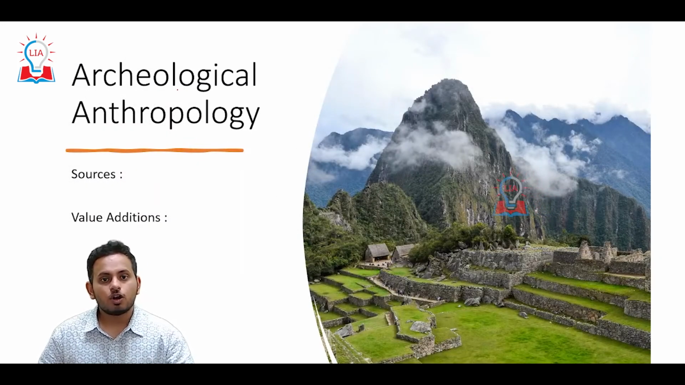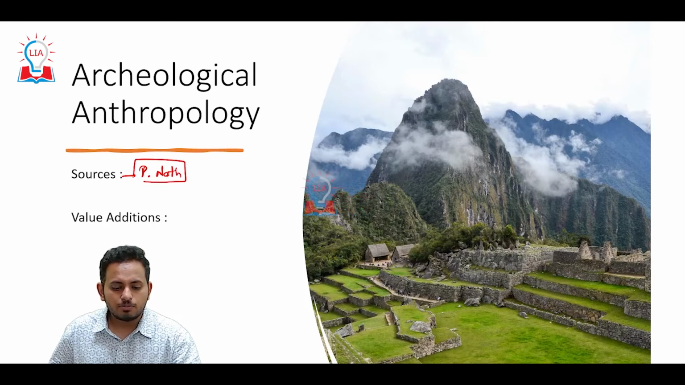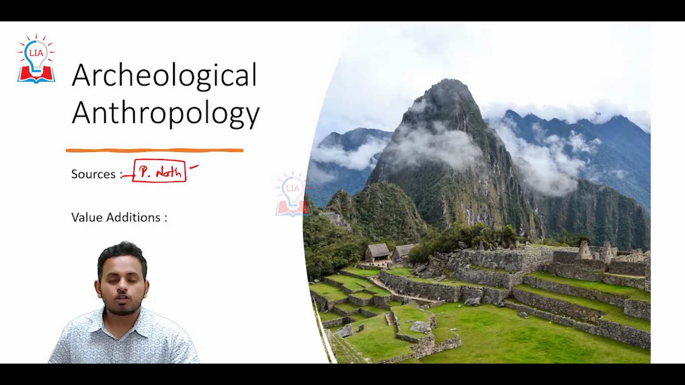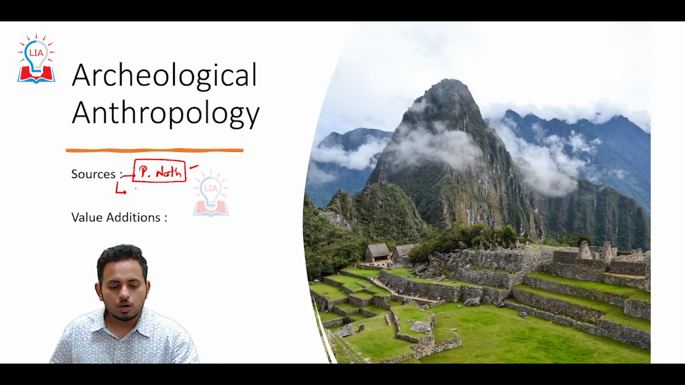Starting with archaeological anthropology, the best source is Indian Anthropology or Physical Anthropology by Pinath. The updated edition has a bit of information about archaeological anthropology. This is the first source. The second important source will be Braintree. By now you would have heard about Braintree. So Braintree is also an important source.